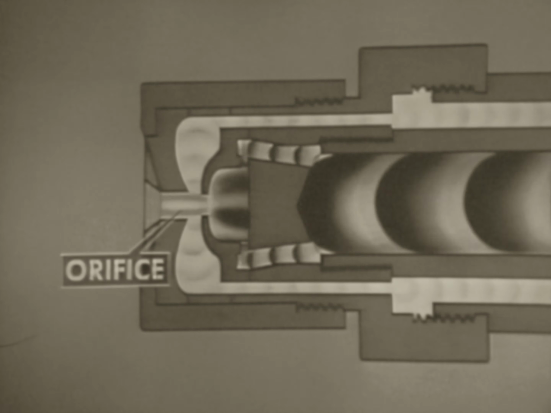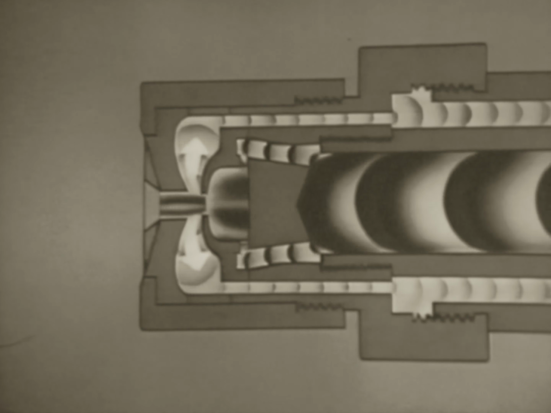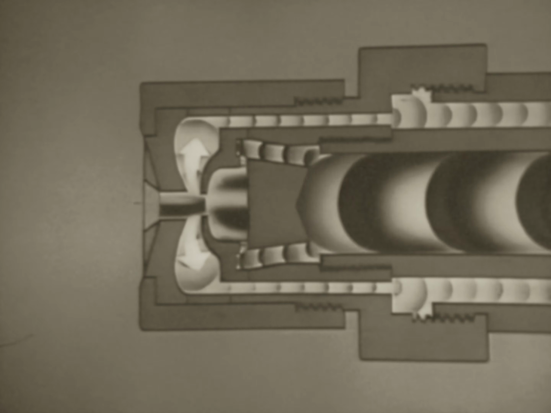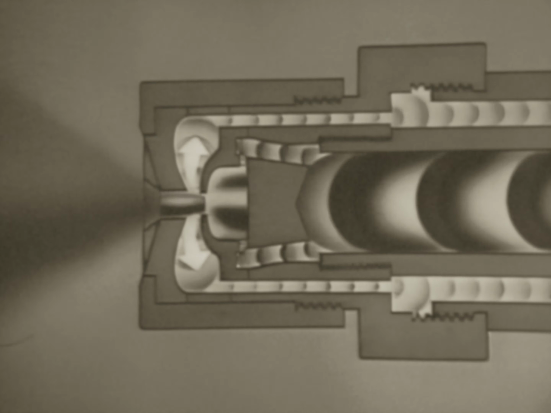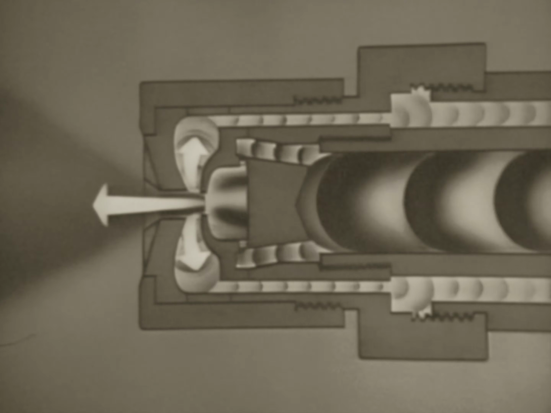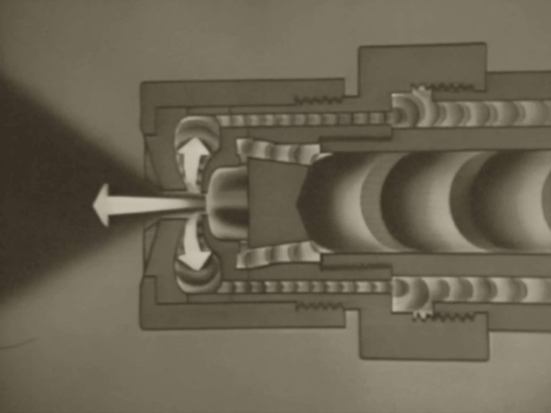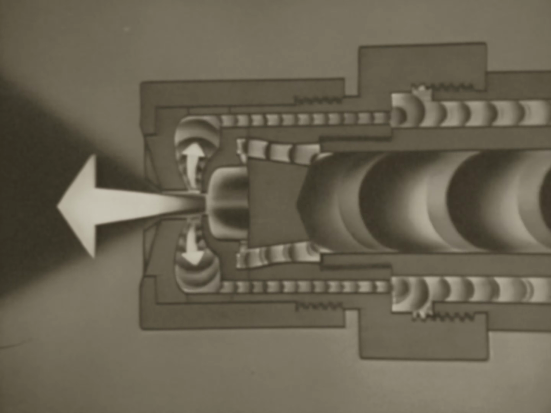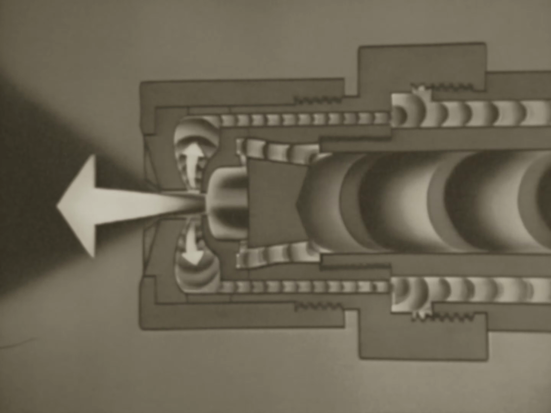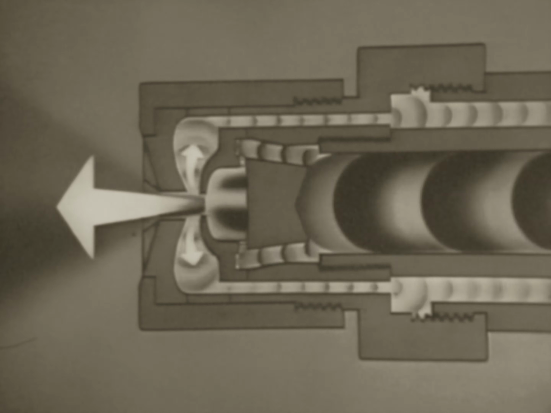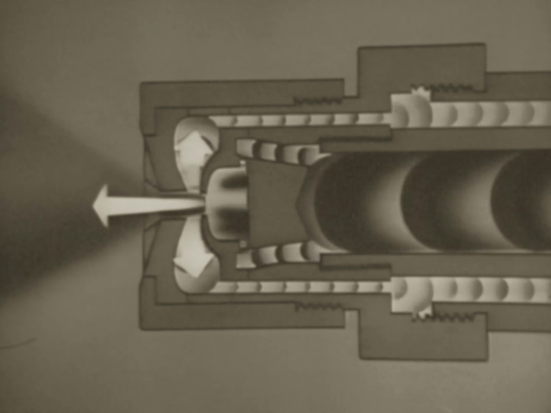Centrifugal force sends some of the oil into the return line and back to the fuel oil pump. The remaining oil continues through the orifice into the furnace. At the burner's maximum firing rate, practically all the oil enters the furnace. At the minimum firing rate, practically all the oil returns to the pump.